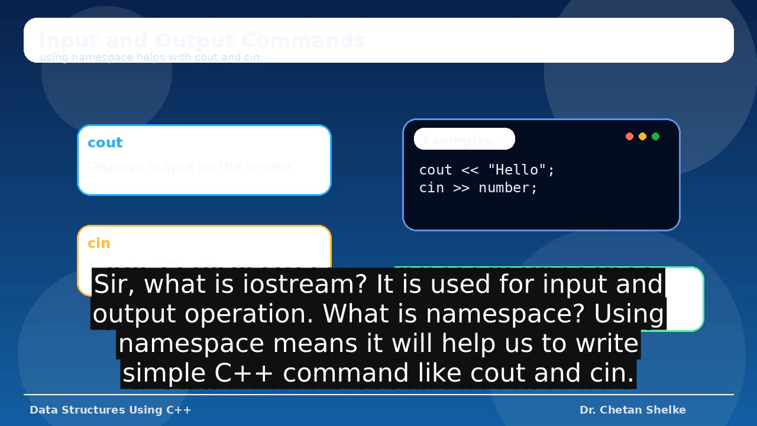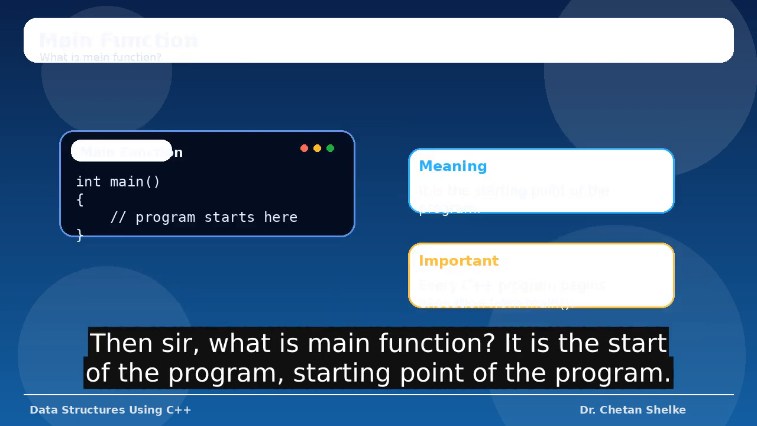Then sir, what is the main function? It is the start of the program, the starting point of the program. Then what is cout? In the angle brackets you just write in double quotes "hello data structure". It is used to display the output on the screen.